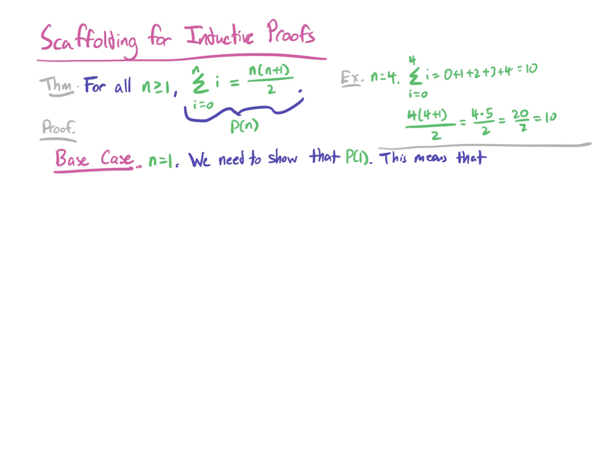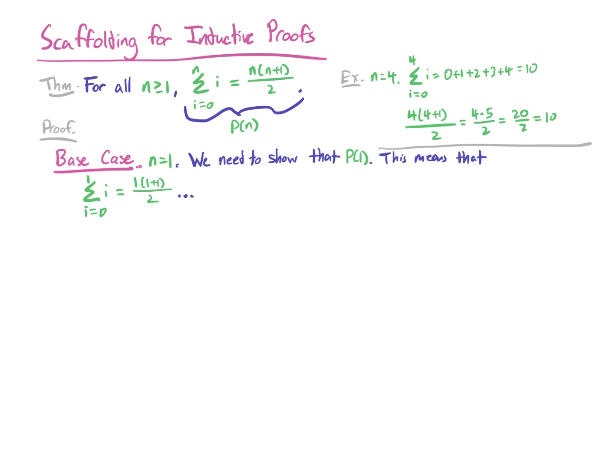So when I consider P of 1, I need to plug in 1 every time I see n, and that means I'm going to consider the sum from i equals 0 to 1 of the sequence i, which is equal, my theorem claims, to 1 times (1 plus 1) over 2. From here, I could go on to actually prove that the two sides of this equation are equal. I'm not going to do that right now because I'm just focusing on setting up the scaffolding of the base case and the inductive step.